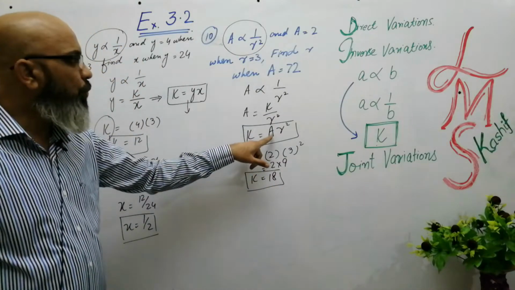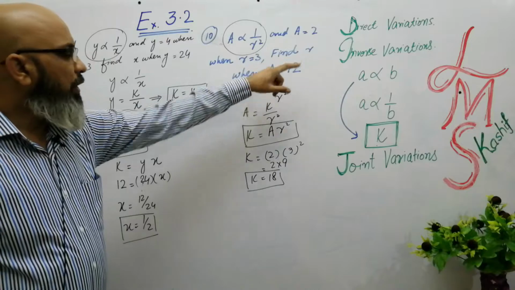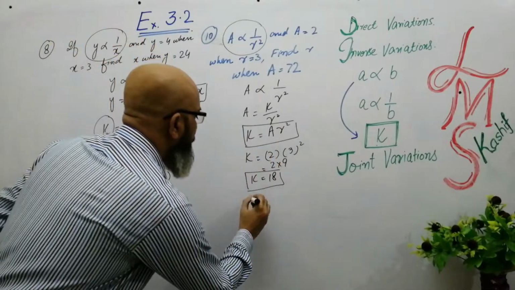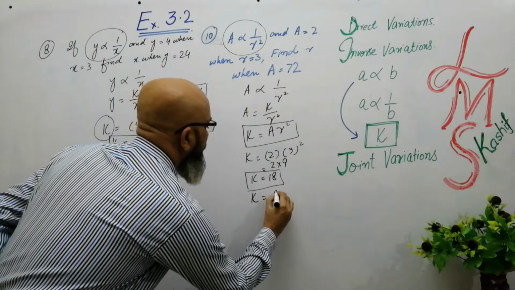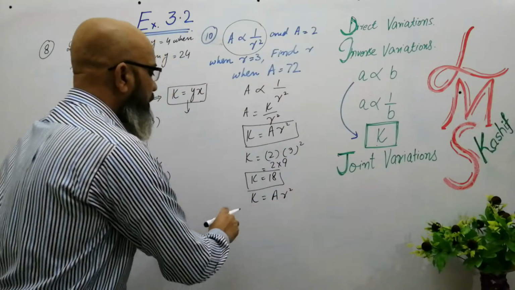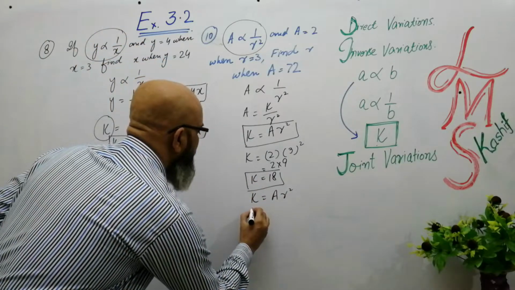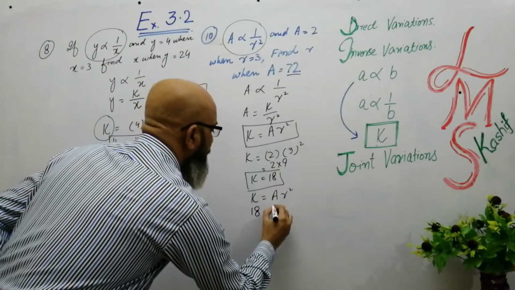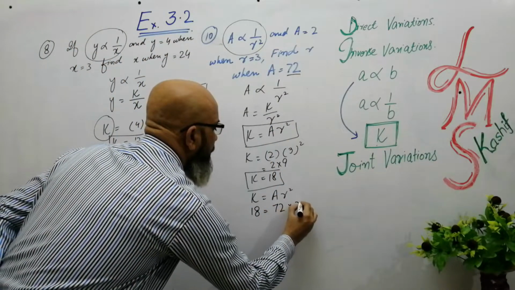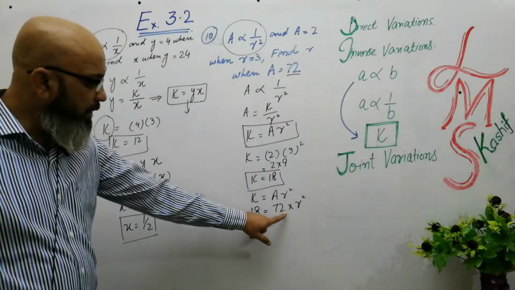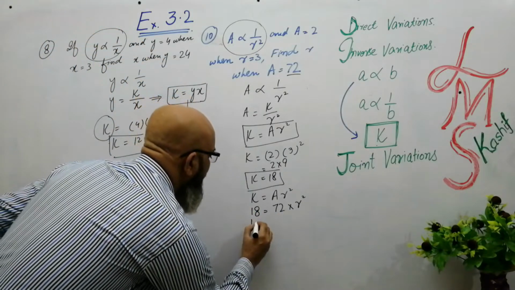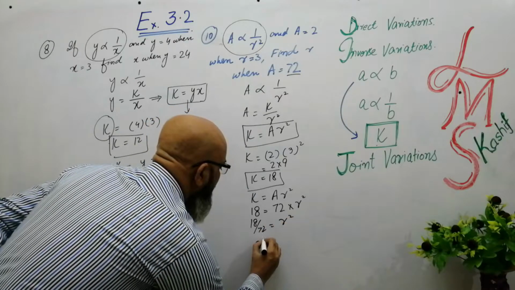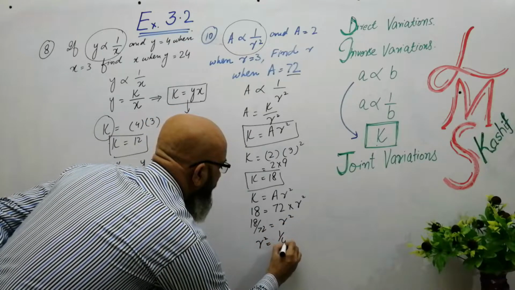Now again I write this equation to find the value of r: k is equal to a r square. What is the value of k? The value of k is 18. What is the value of a? That is given to you, that is 72 into r square. Now we will divide by 72 on both sides. We will get 18 over 72 is equal to r square. In other words, you can say 1 over 4.